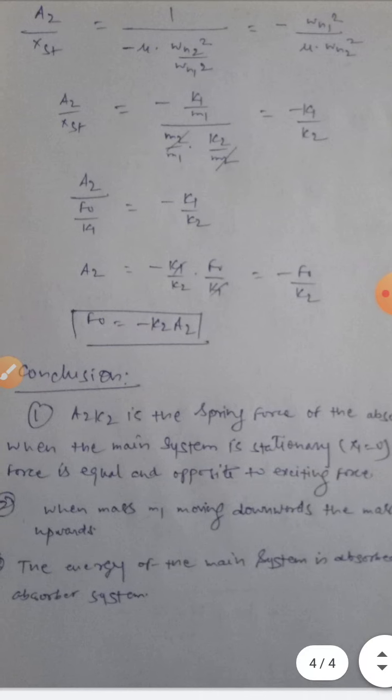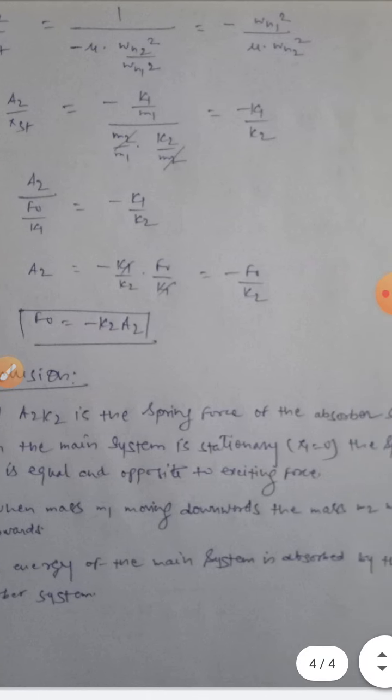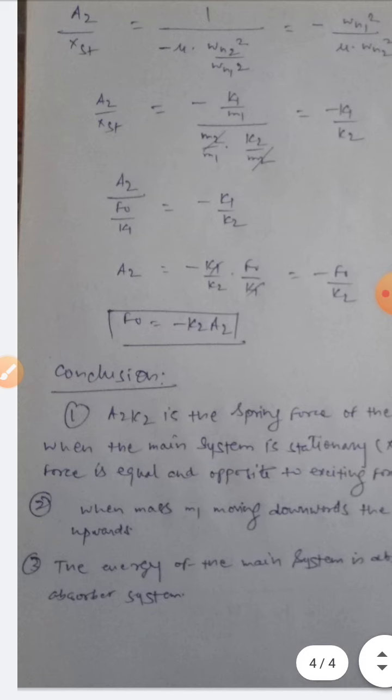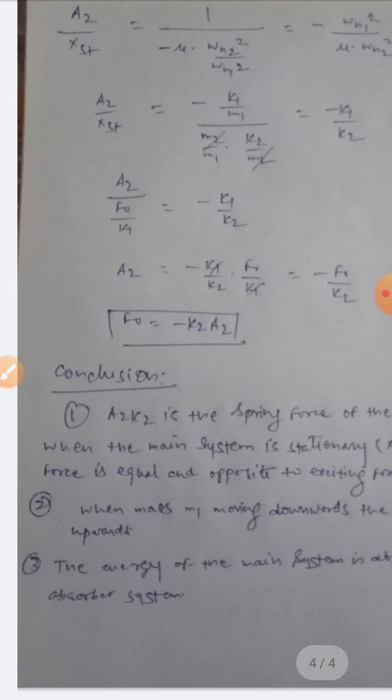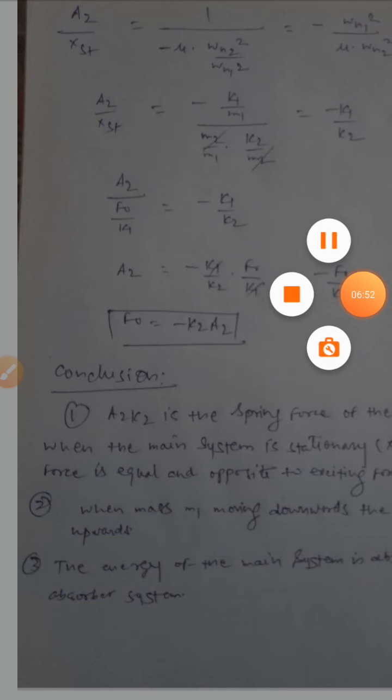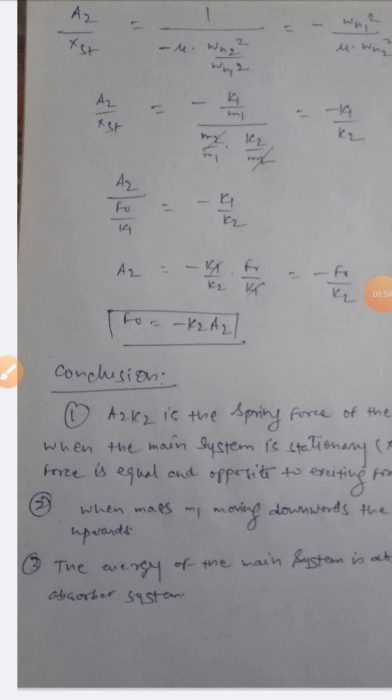When mass m1 is moving downward, the mass m2 is moving upwards, and the energy of the main system is absorbed by the absorber system. So this is the basic principle of our dynamic vibration absorber, in which we already discussed that the force F naught is equal to minus k2 a2. It means that the force exciting the main system is equal and opposite to the spring force of the absorber system.